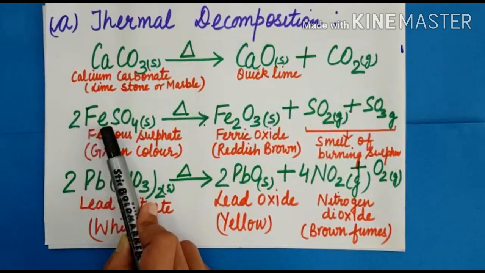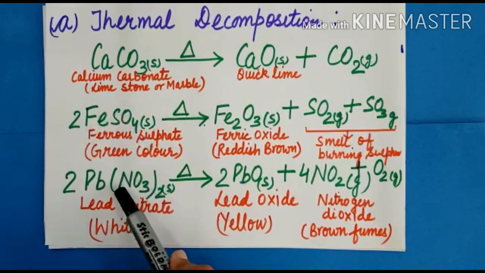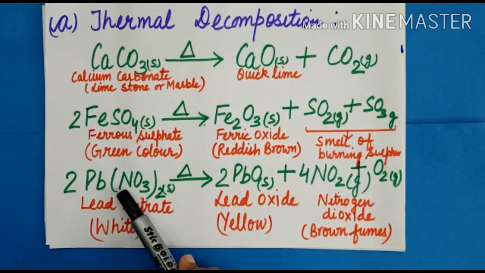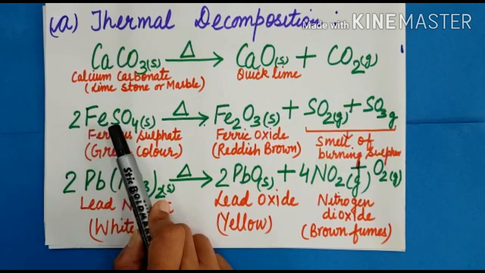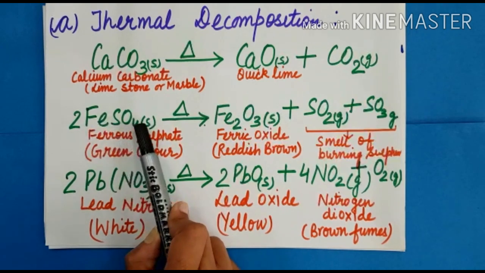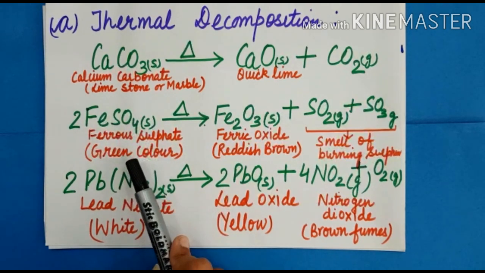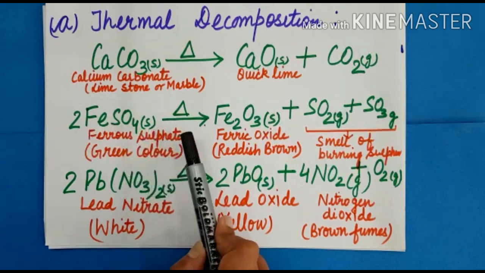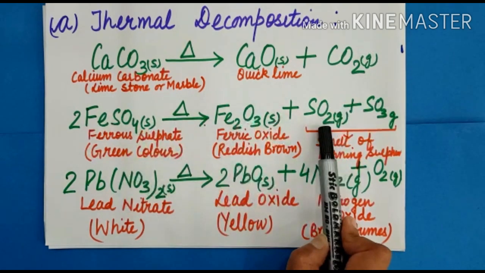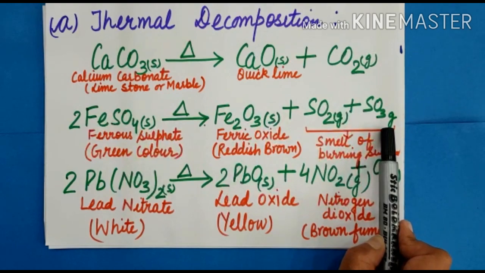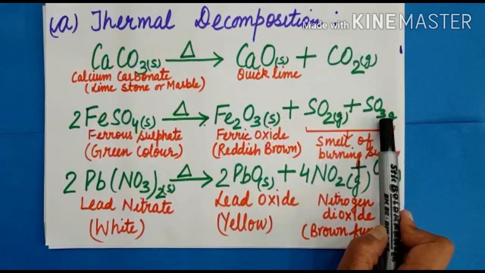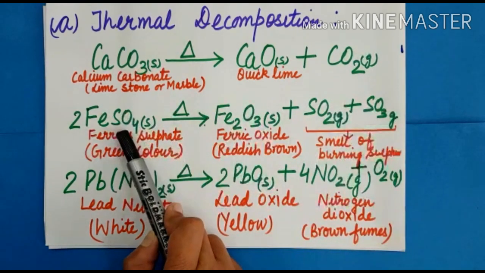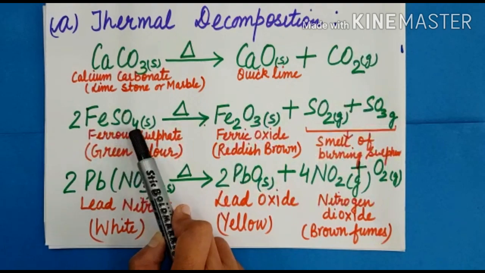Next example, this is very important. These two examples are very important and their observations are asked in the exam. Second example is decomposition of ferrous sulfate crystals. The color of ferrous sulfate crystals is green. When it is heated, then ferric oxide, sulfur dioxide and sulfur trioxide are formed. These three simpler compounds are formed by breaking the single compound, that is FeSO4.